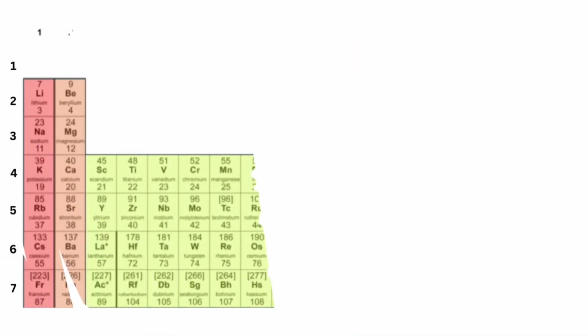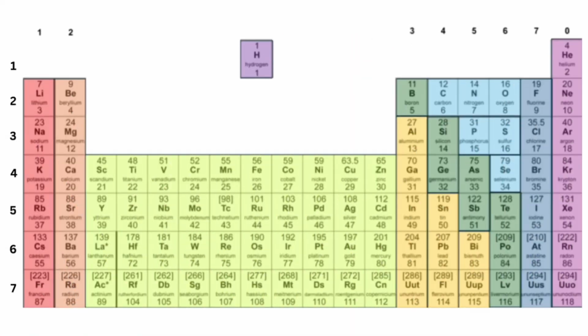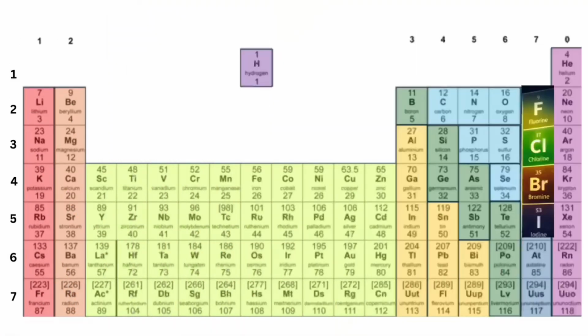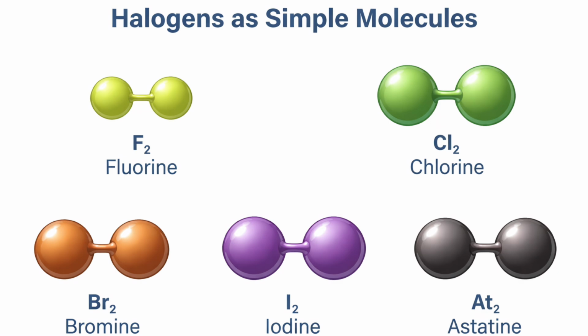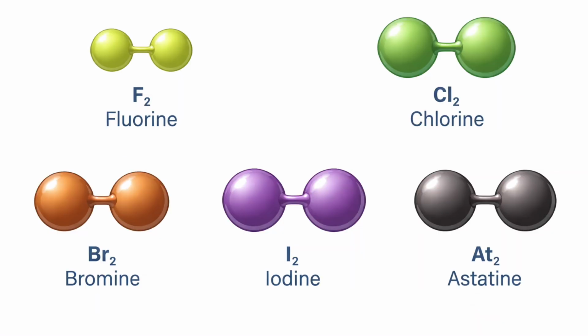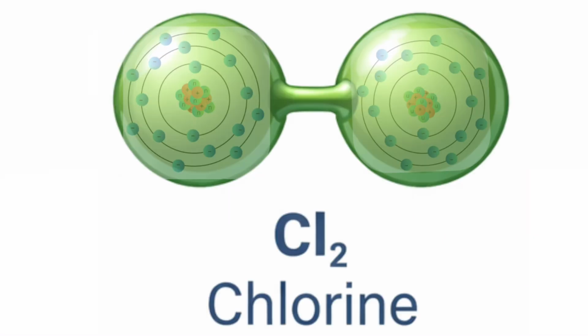Let's explore one of the most important groups in the periodic table, Group 7, the halogens. The halogens are non-metal elements found in a vertical column on the right-hand side of the periodic table. They exist as simple molecules, meaning each one is made up of two atoms joined together by a single covalent bond. For example, chlorine exists as Cl2.